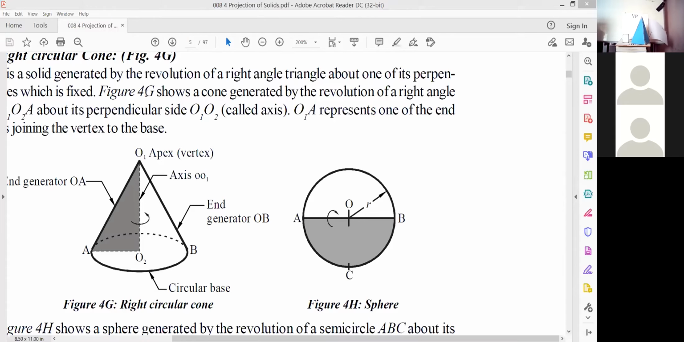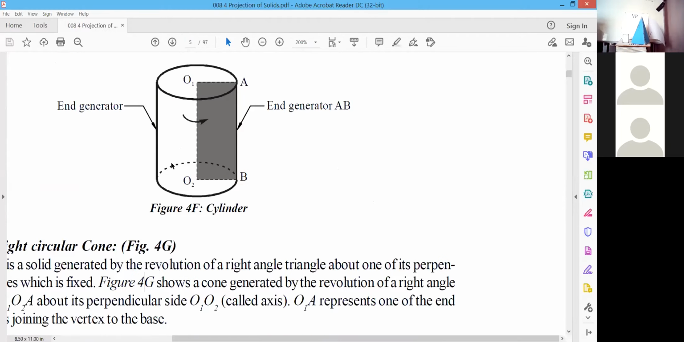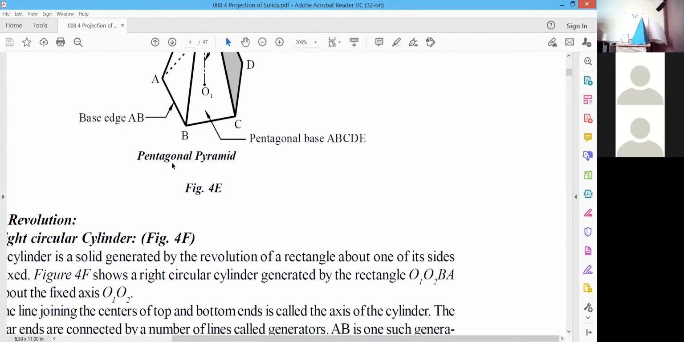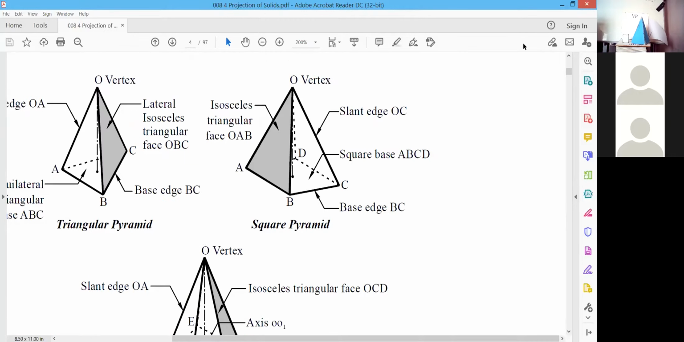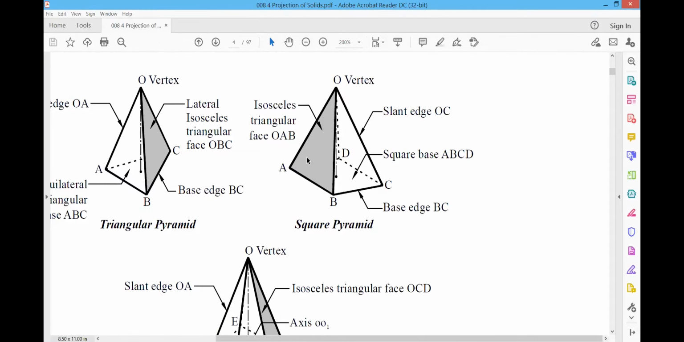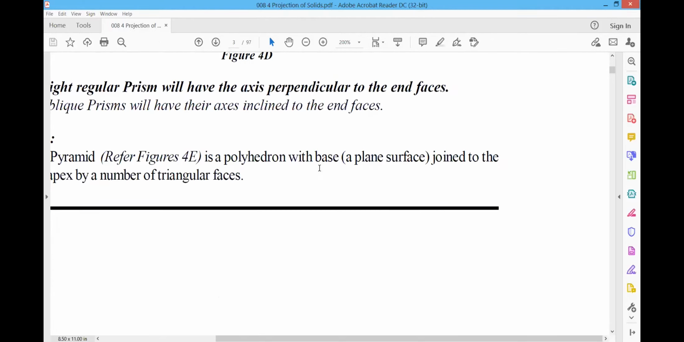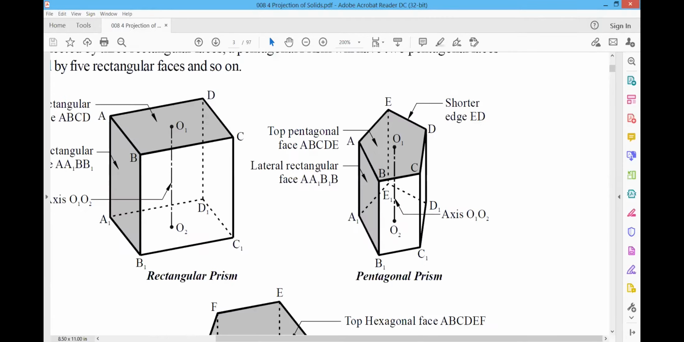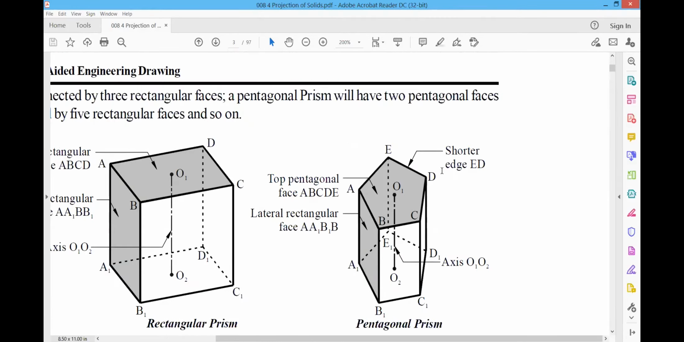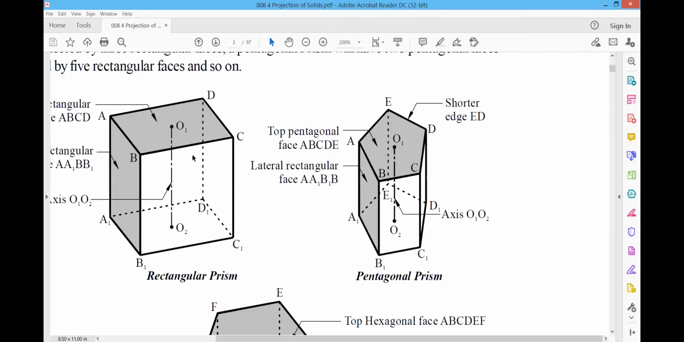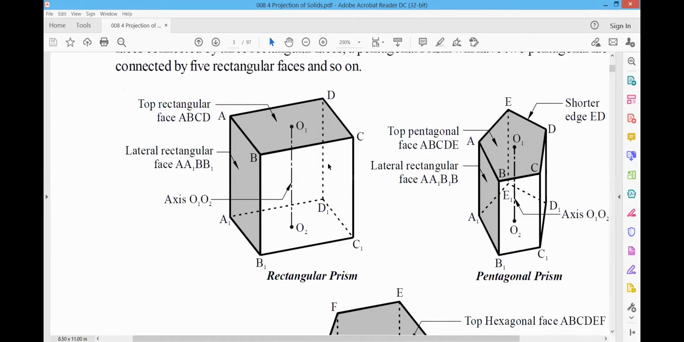So like this, cones or cylinders can also be represented. Pyramids can also be represented, and similarly prisms. A prism will consist of two planes, the top plane and the bottom plane, which are separated by a particular distance, that is the axis distance. So it will have the base plane and the top plane.